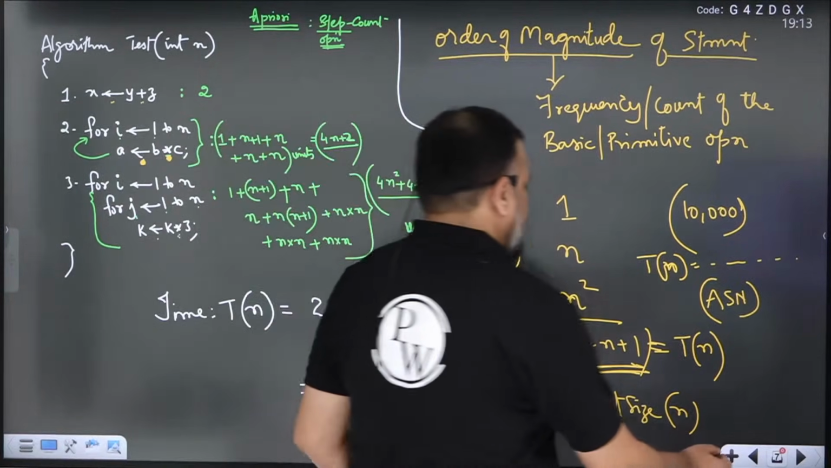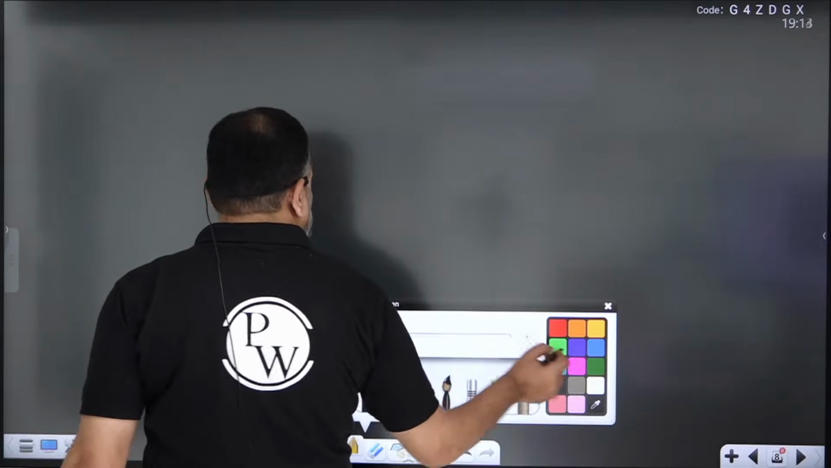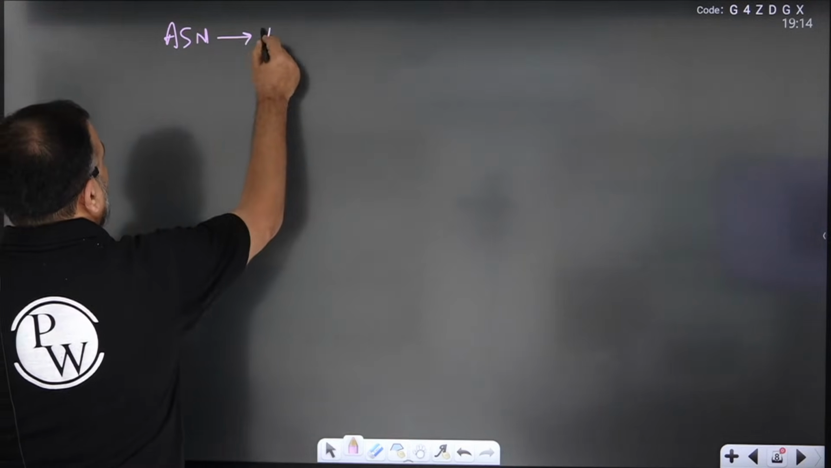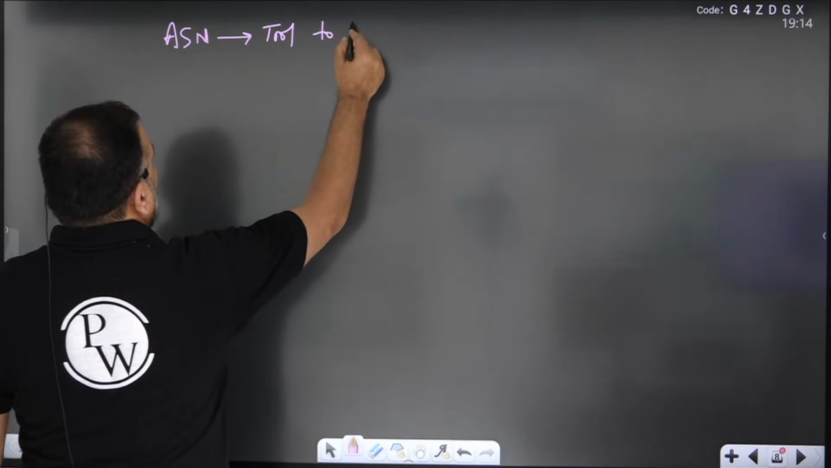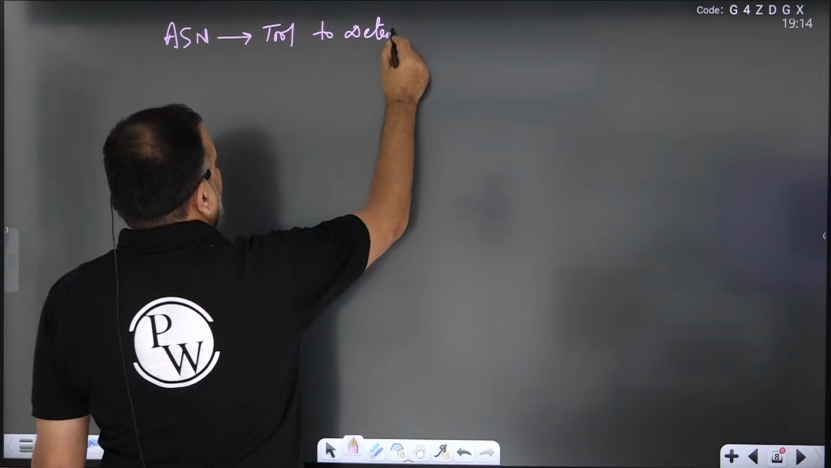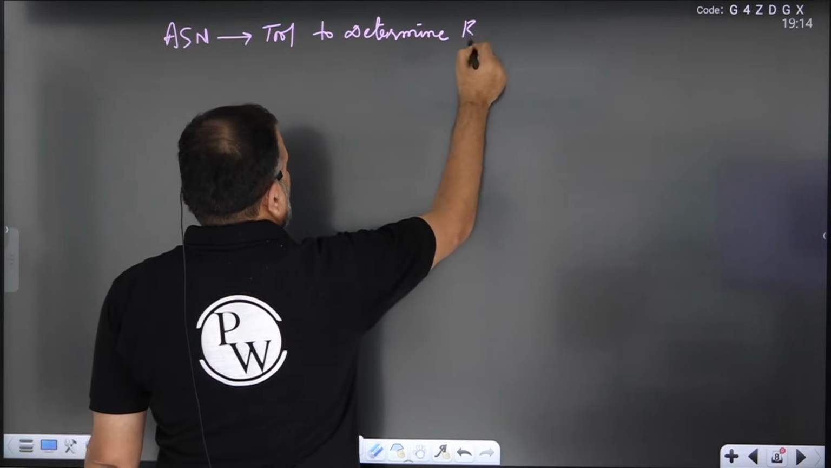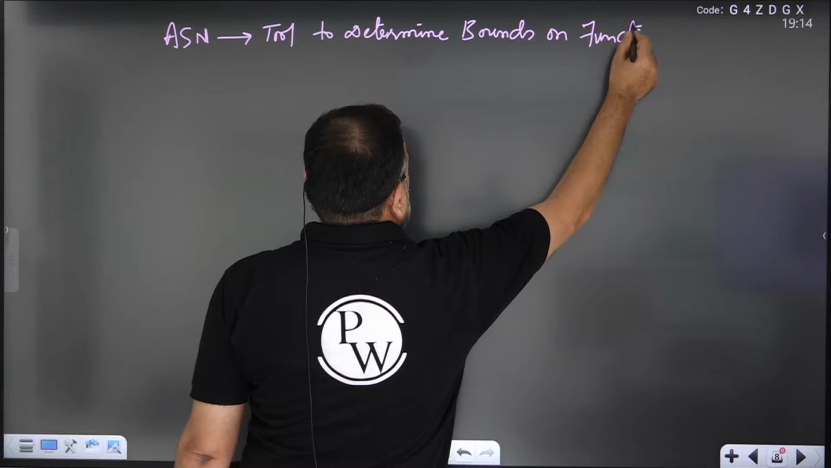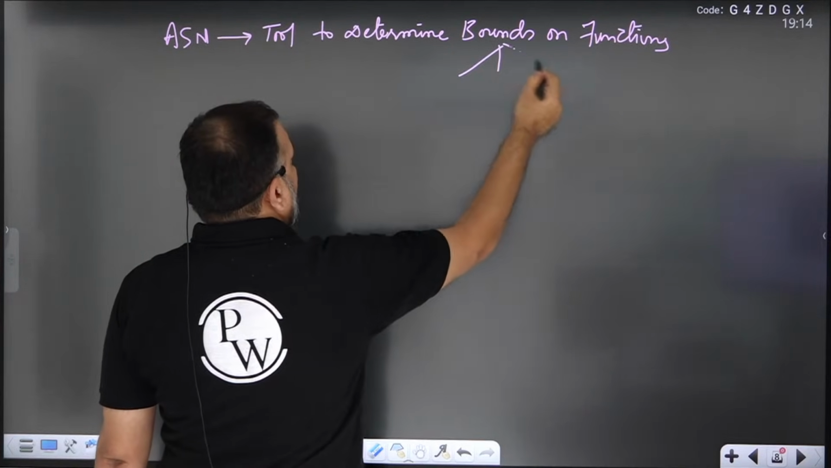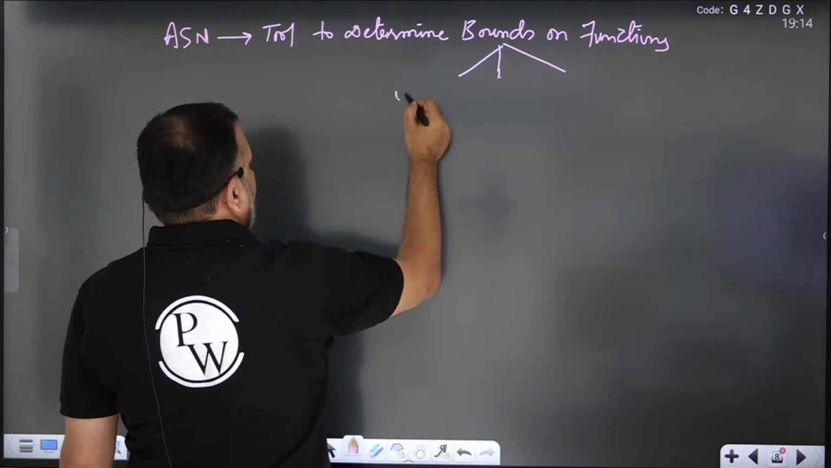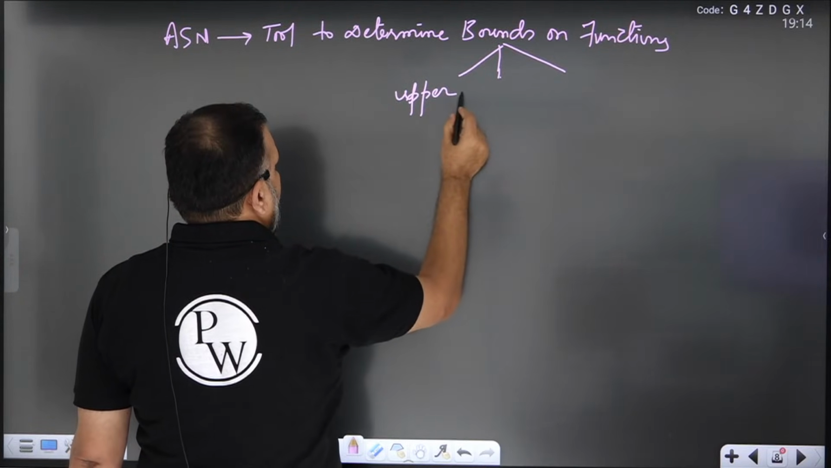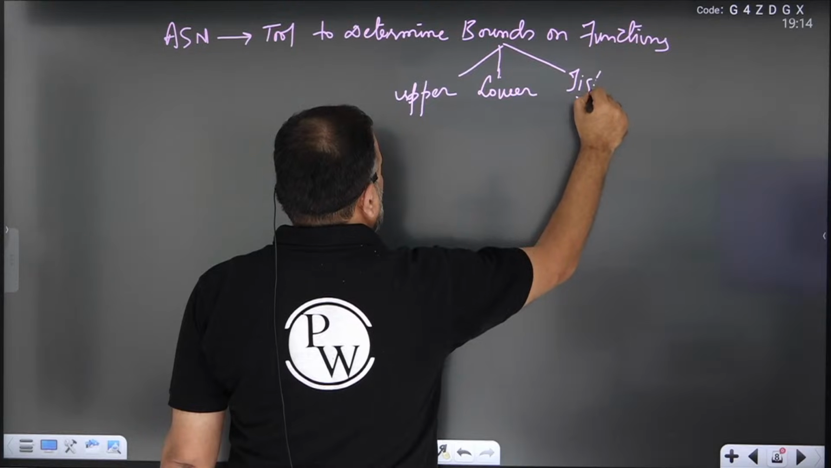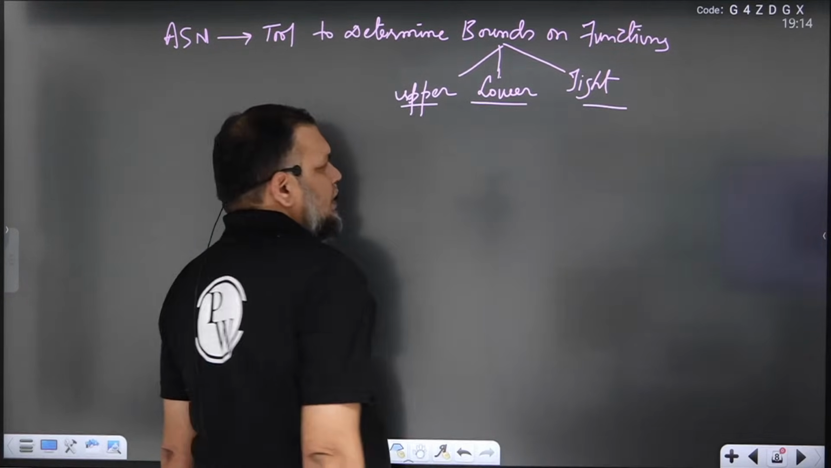Second reason for using asymptotics. See, यहाँ पे point मैं ये लिख रहा हूँ, asymptotic notation ASN is basically a tool, mathematical tool, to determine the bounds on functions. Mathematical functions. Generally, there are 3 bounds a function can have. One is definitely upper bound, the other is lower bound, and the third is tight bound. Any mathematical function can have 3 bounds.